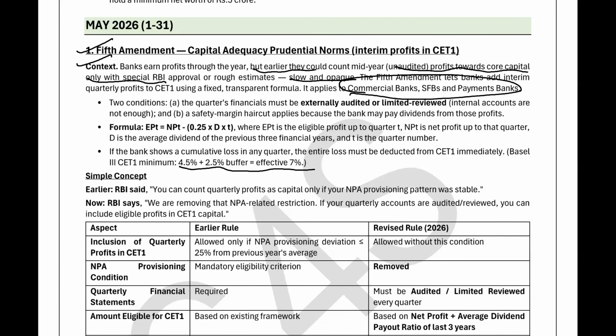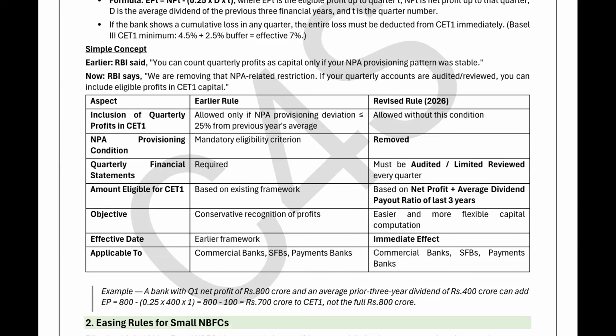Now, please try to understand the simple concept of what it is telling. Earlier RBI क्या बोला था? You can count quarterly profit as capital only if your NPA provisioning pattern was stable. Now RBI is saying what? We are removing those NPA related restrictions. If your quarterly accounts are audited or reviewed, you can include eligible profits for CET1 capital.